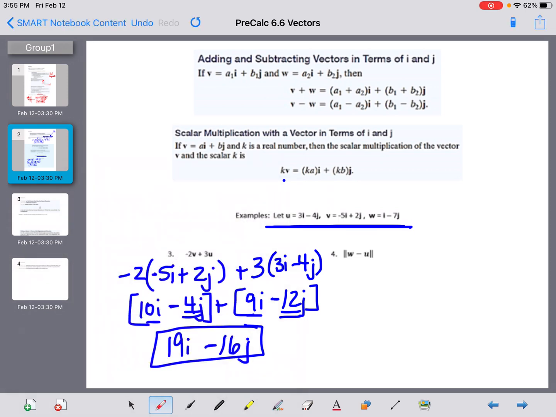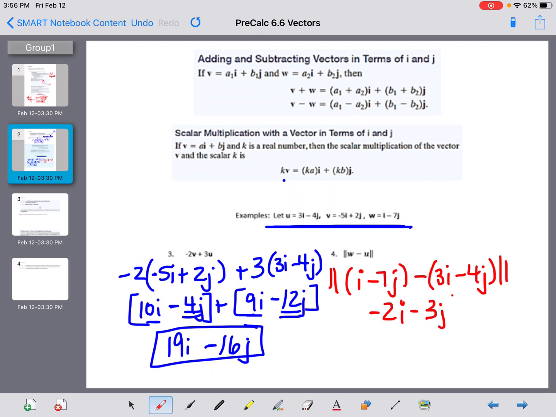All right, my second example here. Notice the double bars. I want the magnitude of w minus u. Well, you can't get the magnitude until you simplify that down into one vector. So the first thing I'm going to do is subtract my w, which needs to come first. That is i minus 7j, minus my u, which is 3i minus 4j. And then I'll take the magnitude. So i minus 3i is -2i. -7j minus a -4j, that becomes plus 4j, which will make it -3j.